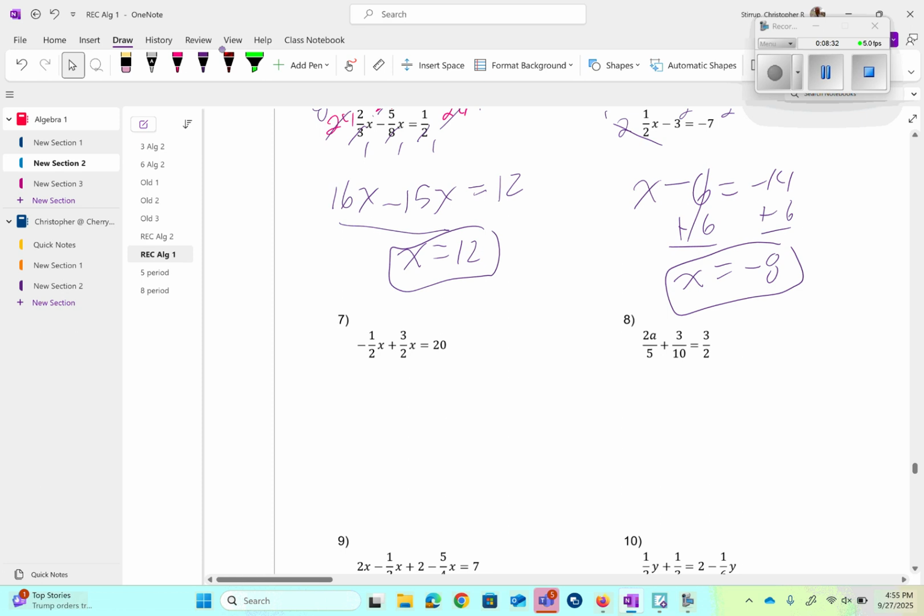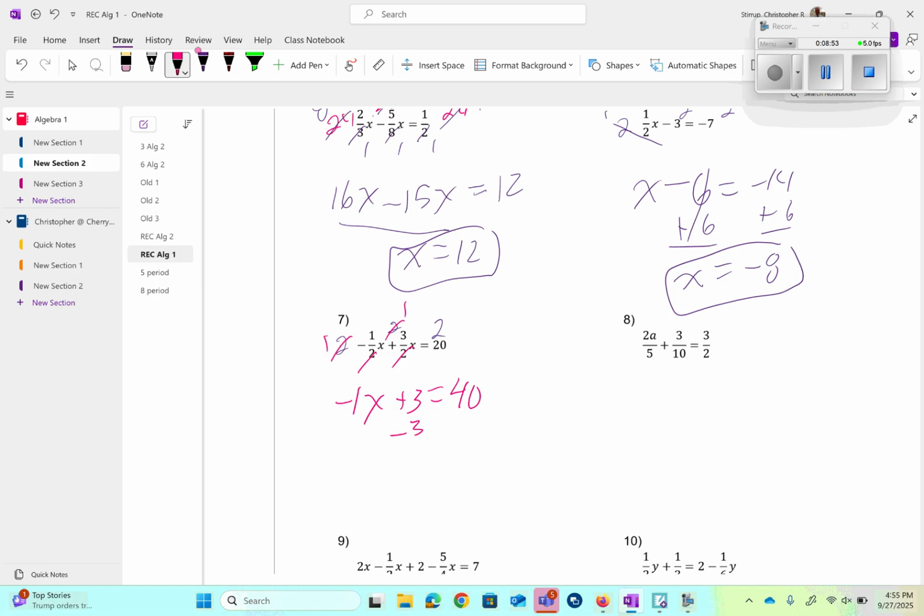Number 7, 2 of the portions of this problem have a denominator of 2. So if I multiply everything by 2, all 3 of the terms by 2, this 2 cancels that out. 1 times negative 1x is negative 1x. 2 goes into 2 once. 1 times 3x is 3x. 2 times 20 is 40. And so we can subtract 3 from both sides. So we're going to get negative x is equal to 37. Basically, the math that's taking place is you're multiplying both sides by negative 1, or you just flip-flop the signs and get the correct answer.